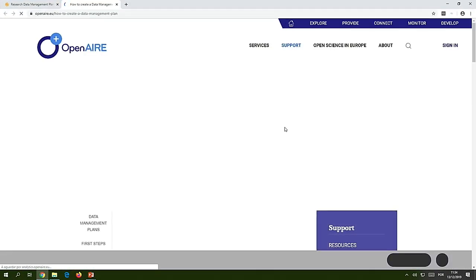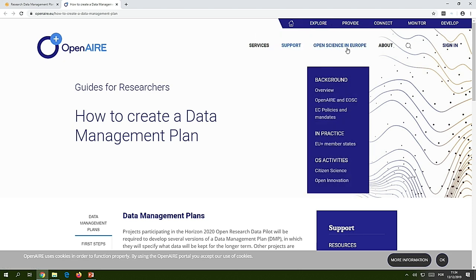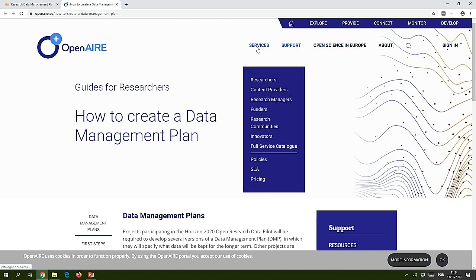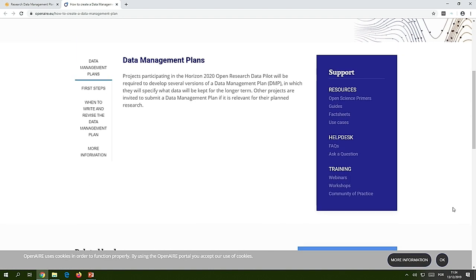And so in OpenAIRE, we know that we have guidance for different things. This is also a very relevant project promoting open science. And here you have a lot of things, and these are also the services. You can also find connections with other projects and other aspects.